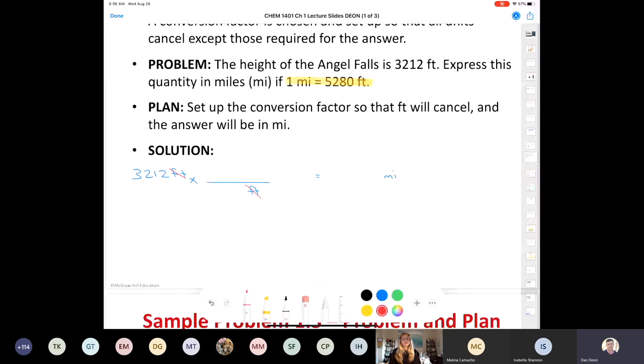Well, looky, looky, we just so happen to have a conversion factor that fits the bill, because we know that there are 5,280 feet in 1 mile. And so not only did we cancel out the units of feet, but we're also left with our desired units, which are miles.